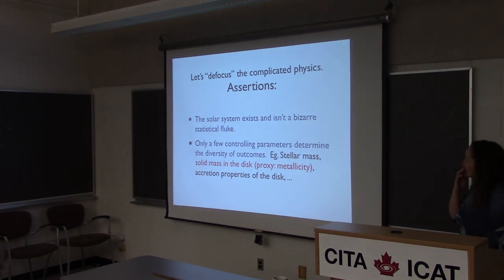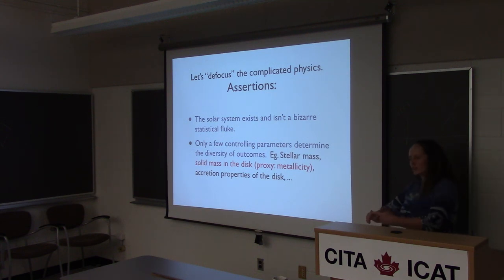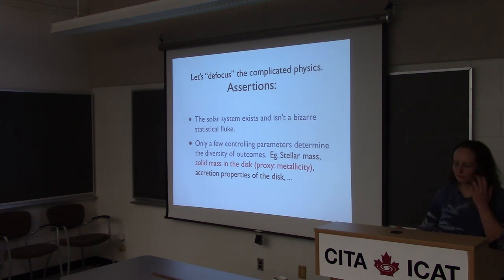The second point here is that you only have a few controlling parameters that determine the diversity of outcomes in your system. You could have stellar mass, disk mass, accretion properties of your disk, which could be affected by the X-ray and UV flux from your star, for example. You could have your stellar environment, whether you have close encounters by nearby stars. I'm sure you could come up with another five things, but that's still way less than the number of knobs we can tune, in theory, to generate populations of observed planets to make them look like whatever we want.